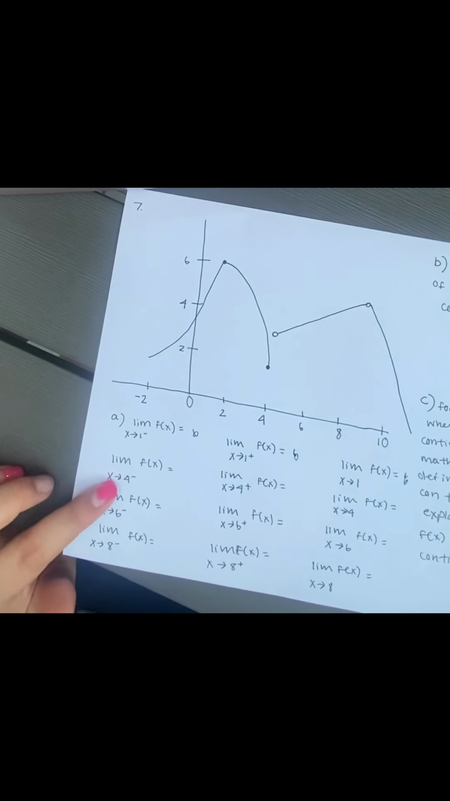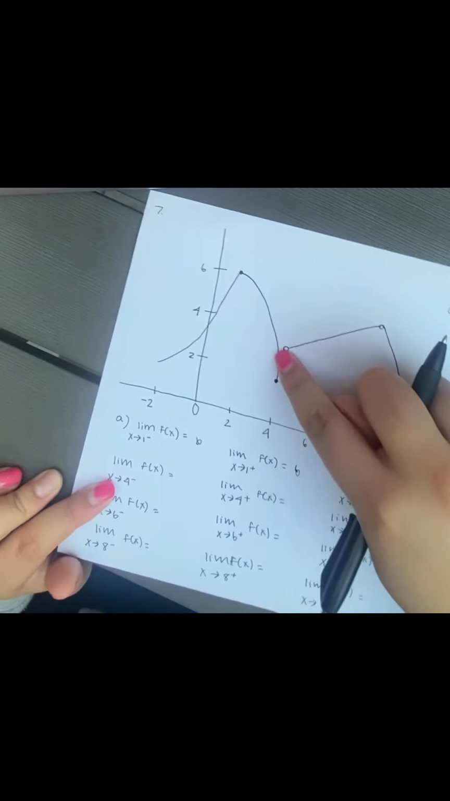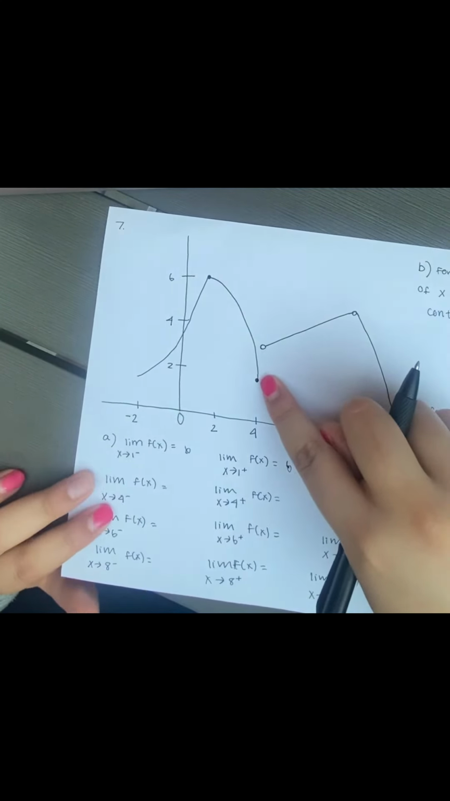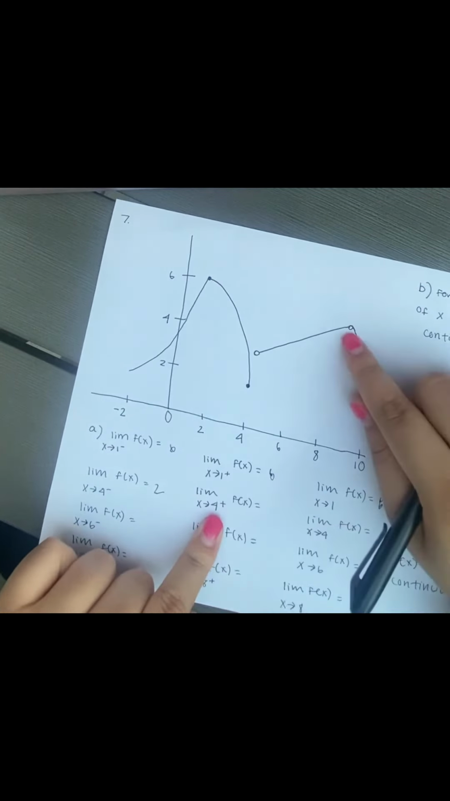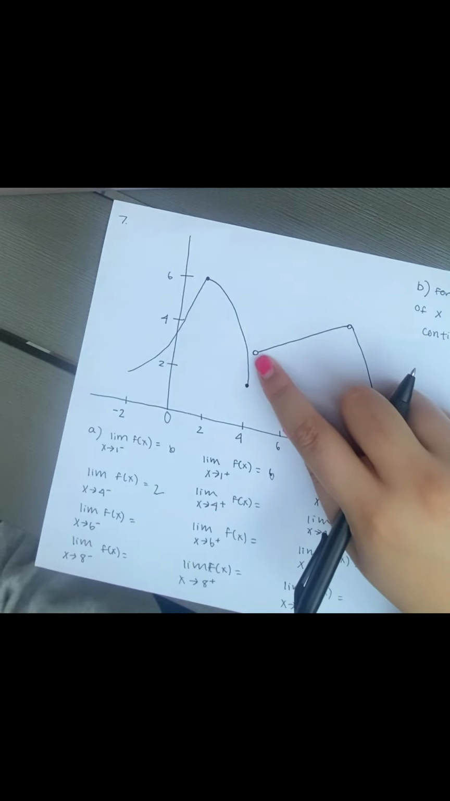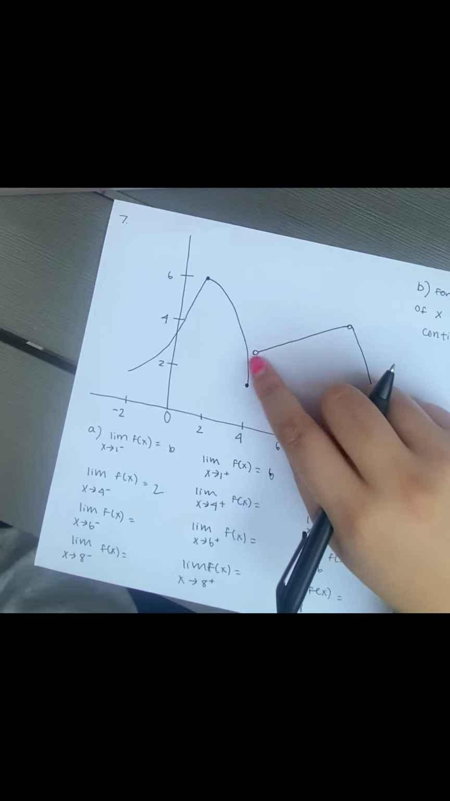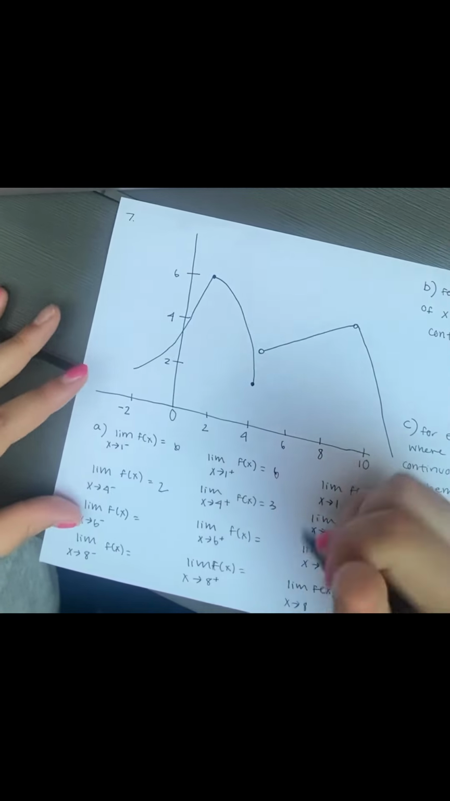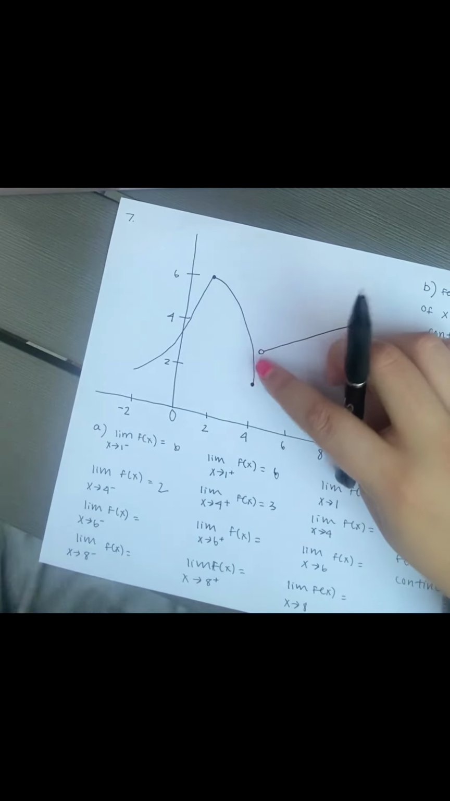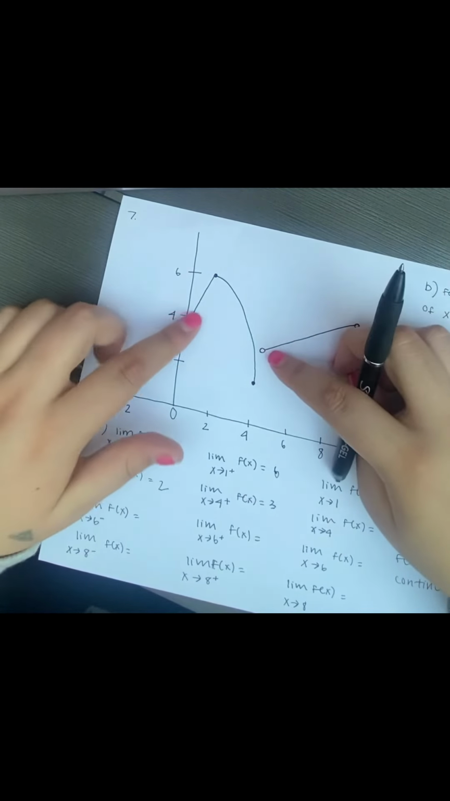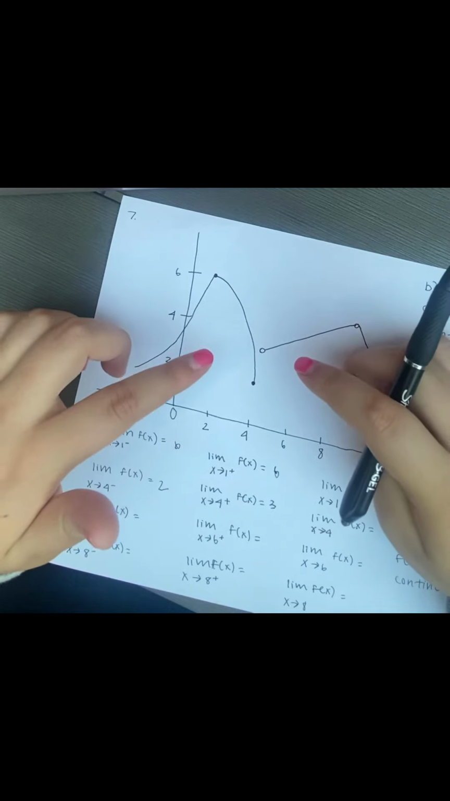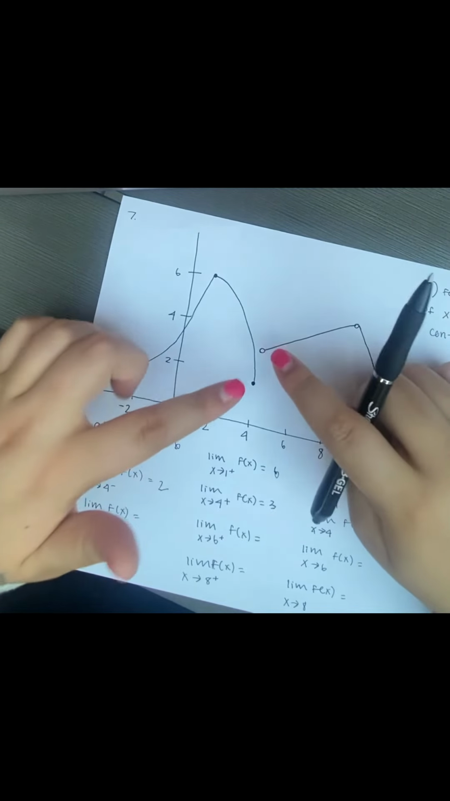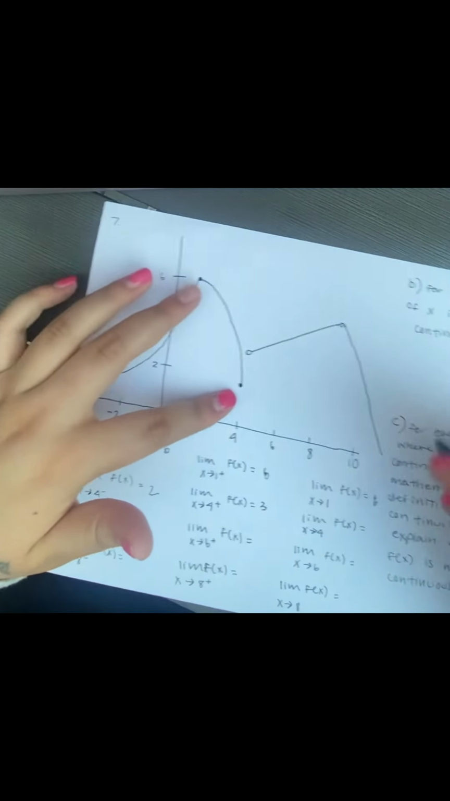As for x approaching 4, we find it going down from the left, so it is at 2. And as x approaches 4 from the right, we find out that it's at 3. The limits do not add up here, so our limit from the left and our limit from the right at 4 do not meet up, therefore the limit at 4 does not exist.